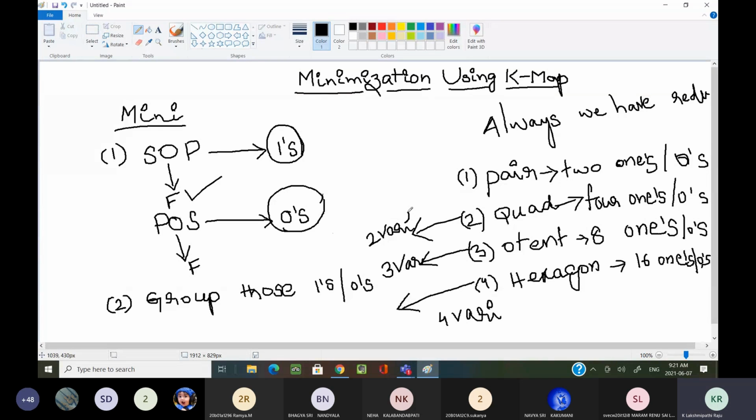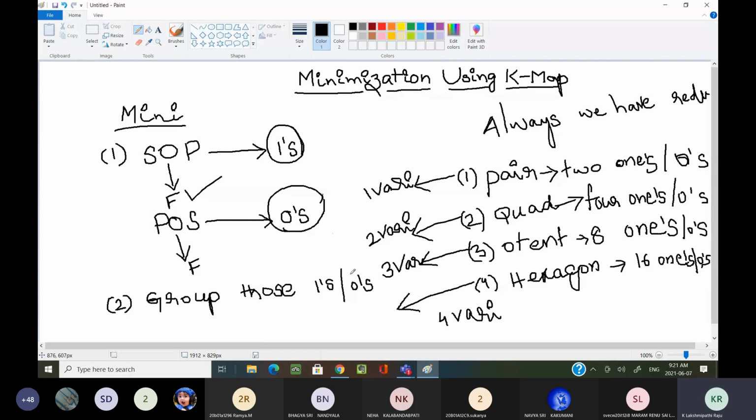In the same way, if I form a pair by combining 2 adjacent ones, or 2 adjacent min terms, I can reduce 1 variable. One variable. Now, these are the important things that we have to remember while simplifying our K-map minimization.